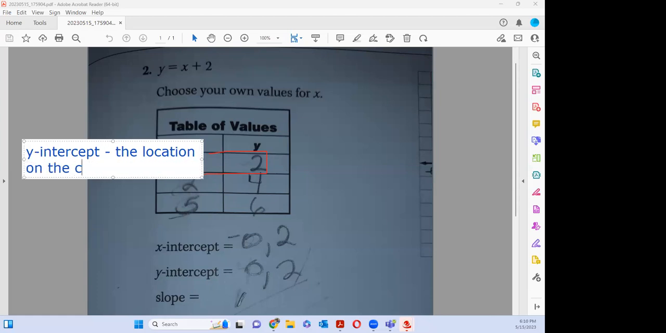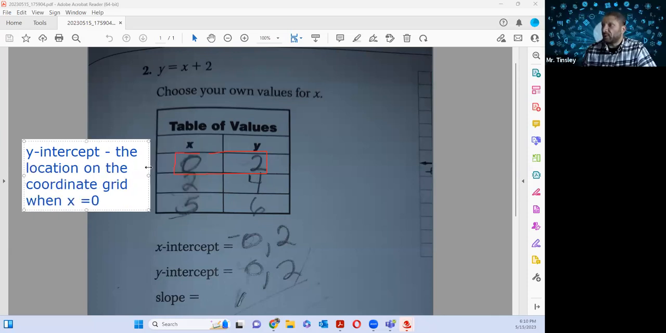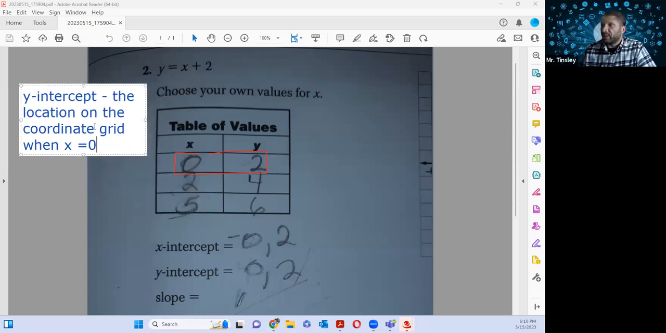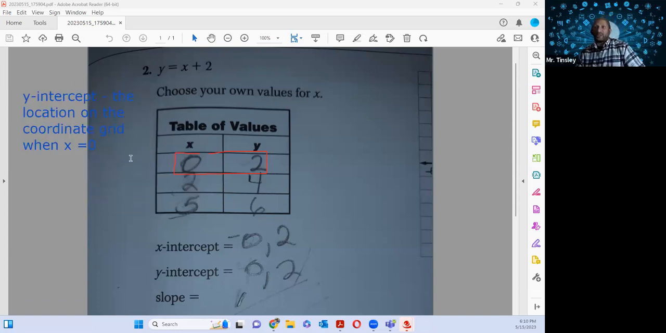Okay. And then you got the x coming this way. You got y up here and x right here. Let me move this over so we can see it. So look at that definition. The y-intercept is the location on the coordinate grid where x equals 0, right? So let me draw it for you again.